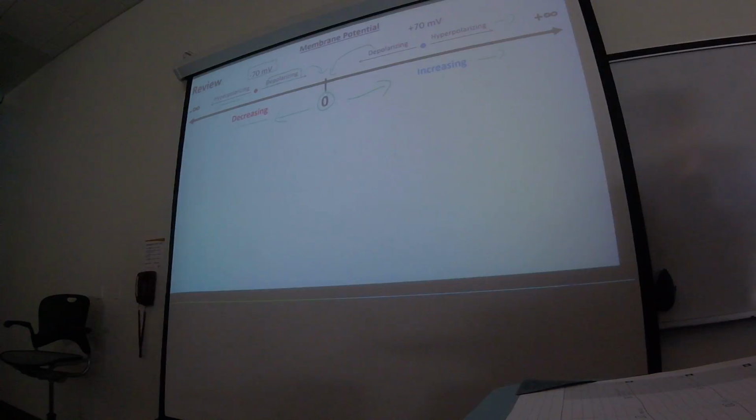So increasing and decreasing mean you're taking your values towards positive infinity or towards negative infinity. Hyperpolarization and depolarization mean whether you're taking it further or closer to 0. Remember, 0 is our neutral membrane potential. That means there's no difference in charge between the inside of the cell and outside the cell. So when you're hyperpolarizing, you are creating a potential difference, a voltage difference we call it. And when you're taking that voltage difference and bringing it back to neutral, you are depolarizing.